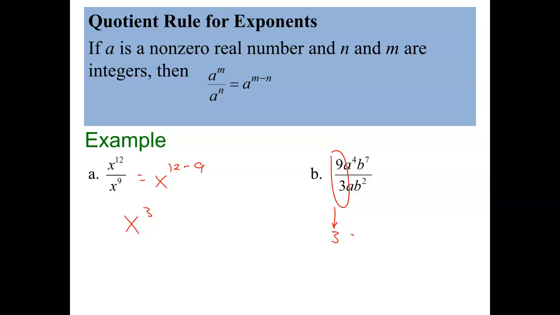And then I have a to the 4th minus... Hold on, I'm still on the a's. If I don't have an exponent here, what do I assume it is? A 1. Okay? There's no exponent listed. It's assumed to be a 1. So I'm going to do a to the 4 minus 1 times b to the 7 minus 2. And then we can simplify that. A to the what? And b to the... Good. 3a cubed b to the 5th.